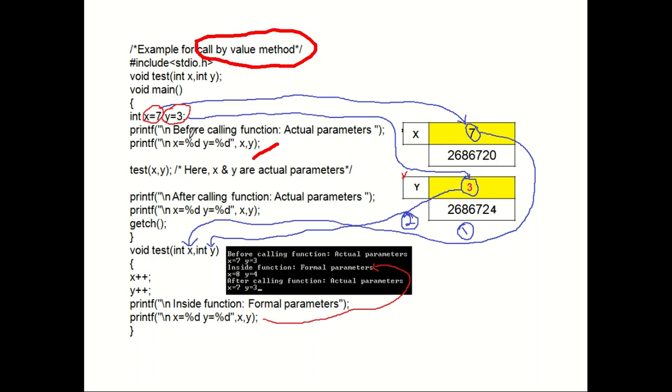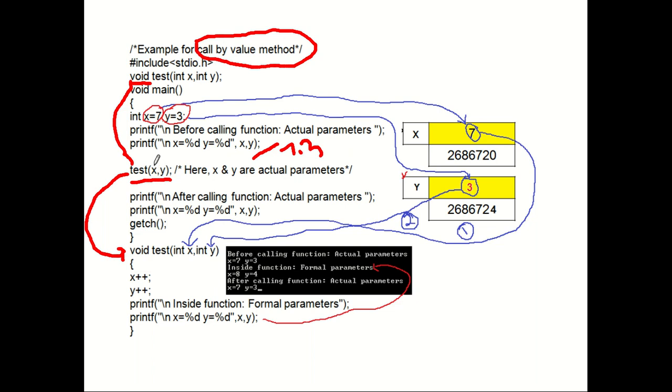First, we display the content of x and y. What is the content of x and y? 7 and 3. Next, we call the function, the name is test, and it does not return any values. If you look at the prototype of the function, it does not return any value, but it takes two parameters. That's why we are passing two parameters x and y here. Whenever this statement is encountered, the control will jump to the function body.